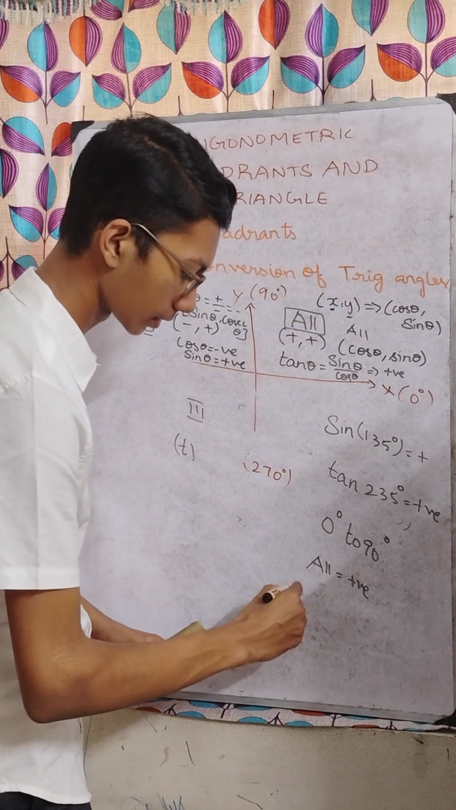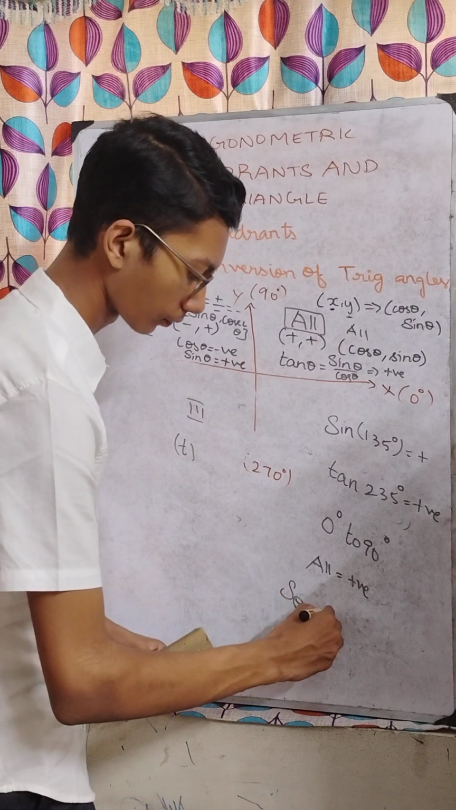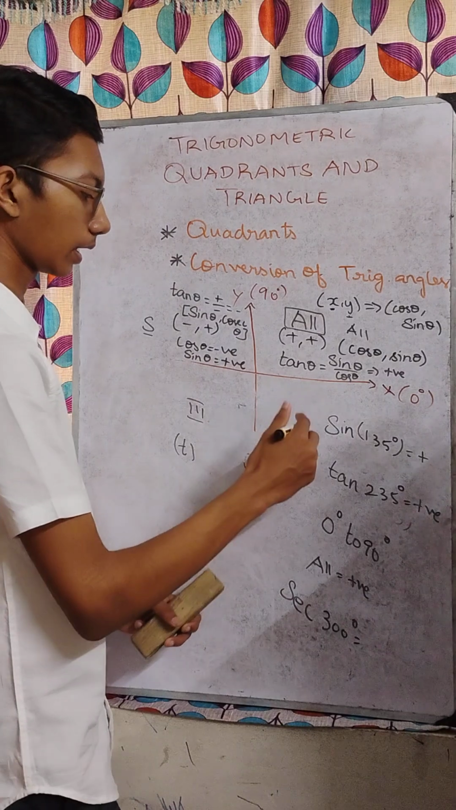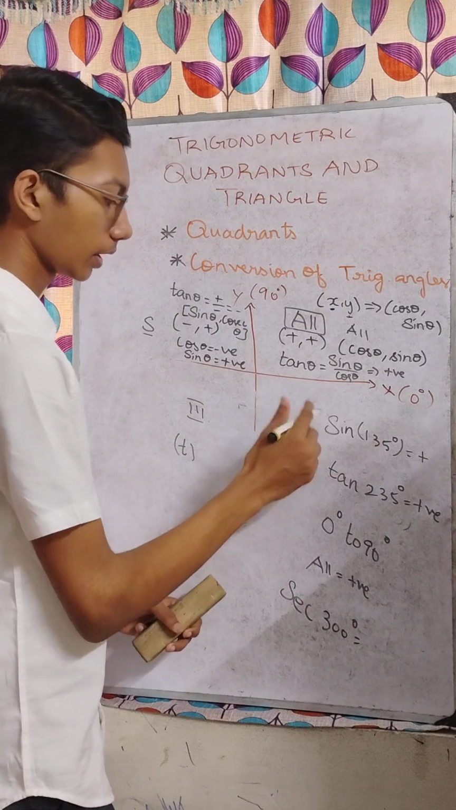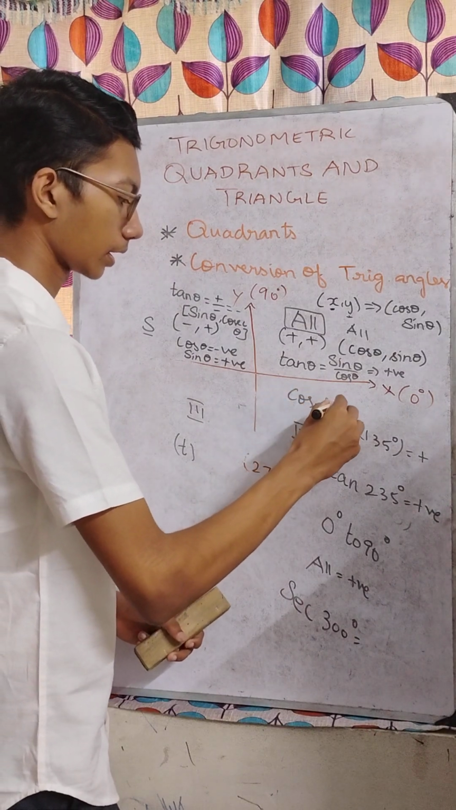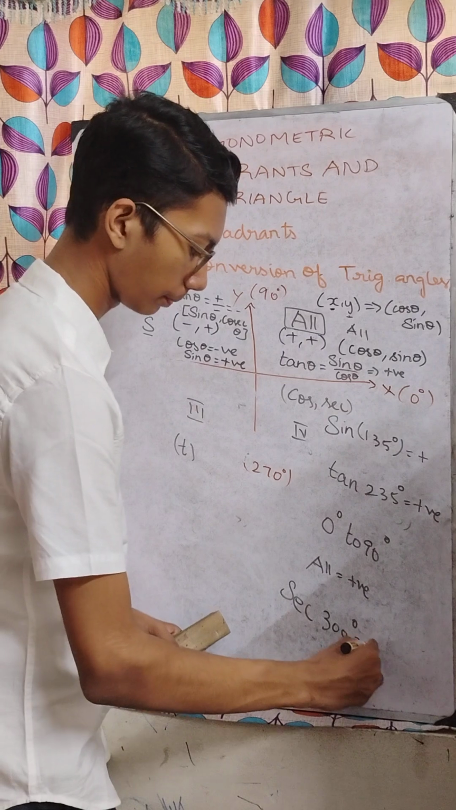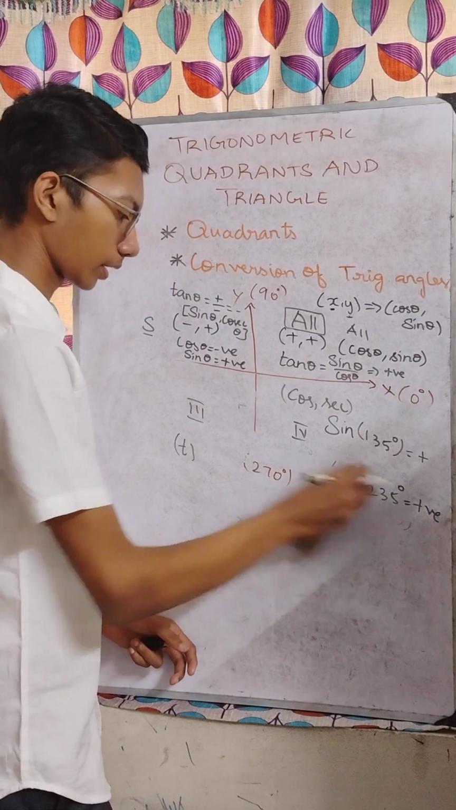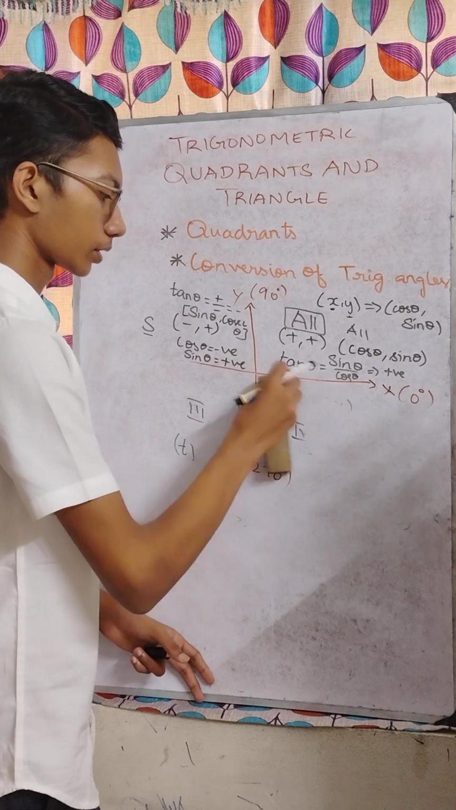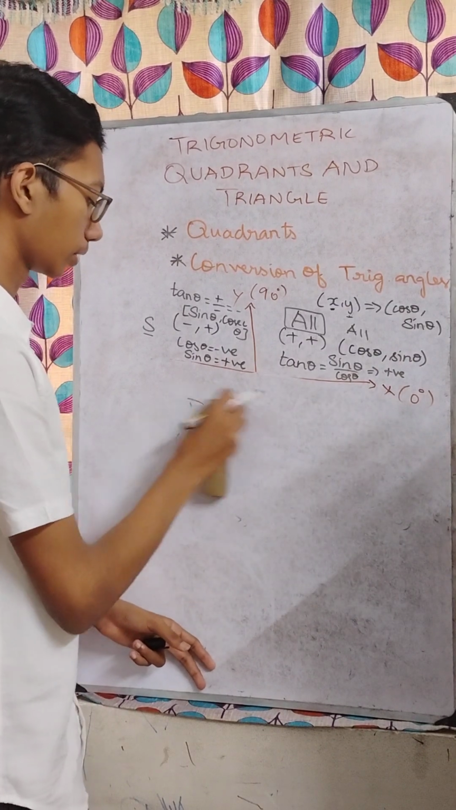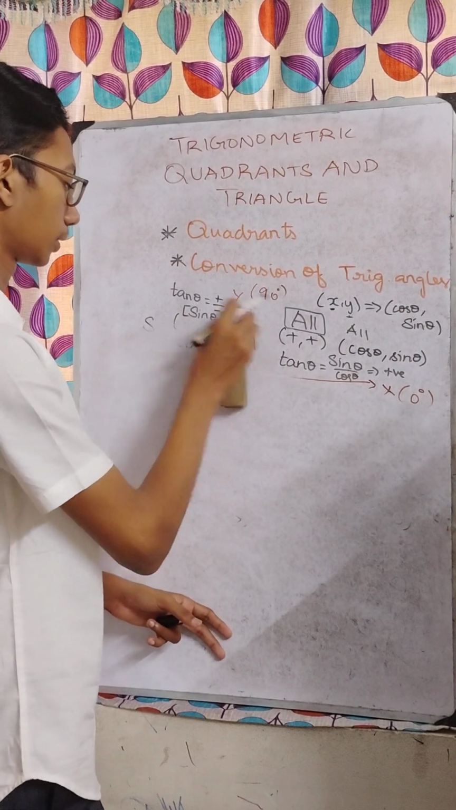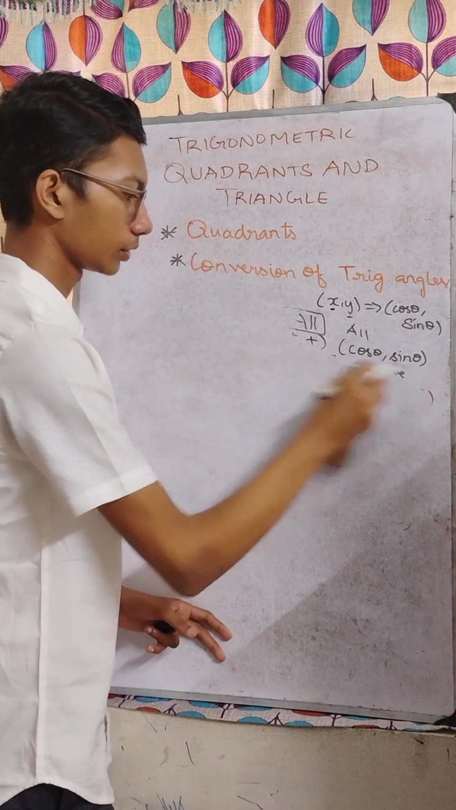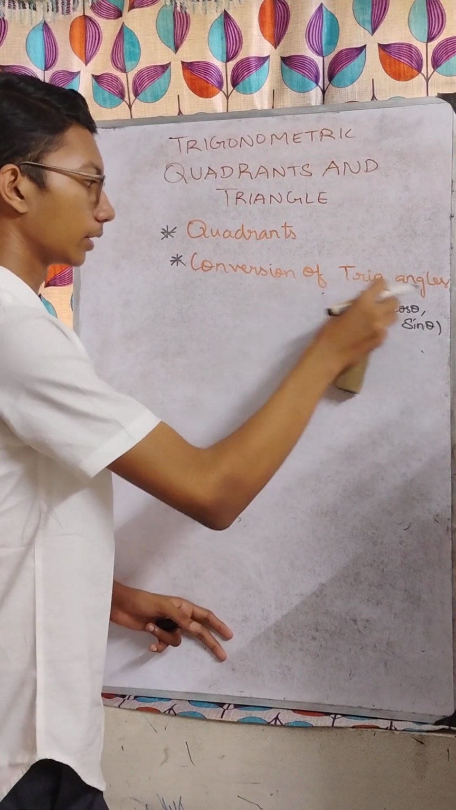For example, let's take secant of 300 degree. Secant 300 degree, that is 300 degree, lies in fourth quadrant. Here cos and secant are positive, so this will be positive. So that's why this quadrant system is important. Now let's go to the conversion of trig angles. So we will convert trig angles using the triangle method.